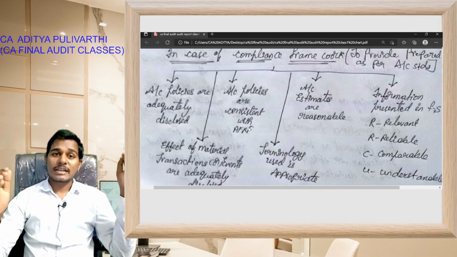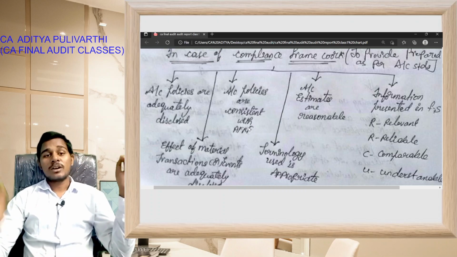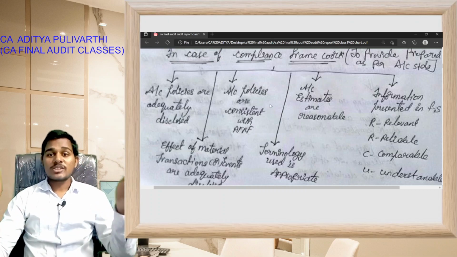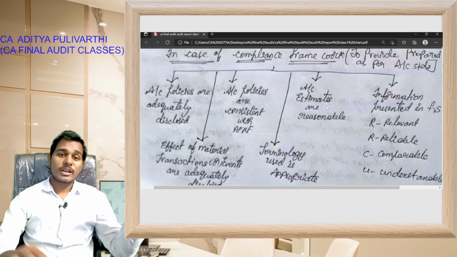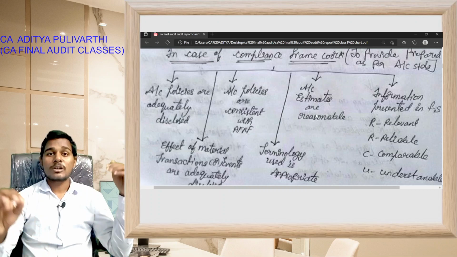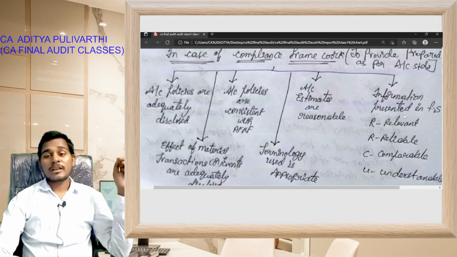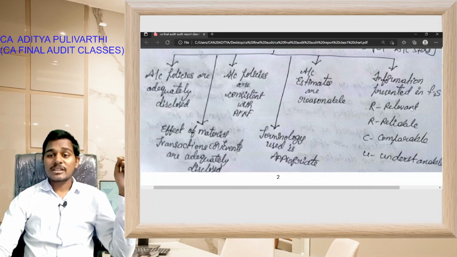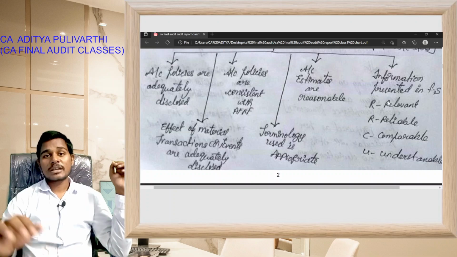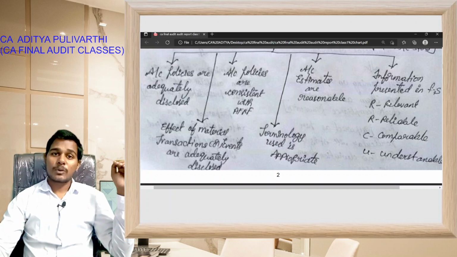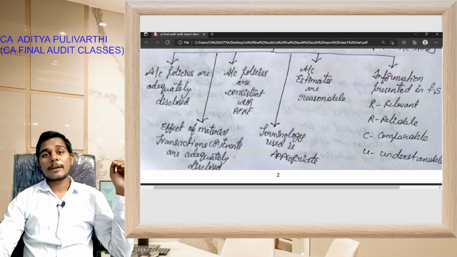Whether accounting policies are consistent with the applicable financial reporting framework, whether the accounting policies are changing from year to year or are consistent, we have to check. The auditor should check whether the accounting estimates are reasonable, that is, there should not be high estimate uncertainty in the accounting estimate. Next, information presented in the financial statements should be relevant, reliable, comparable and understandable.